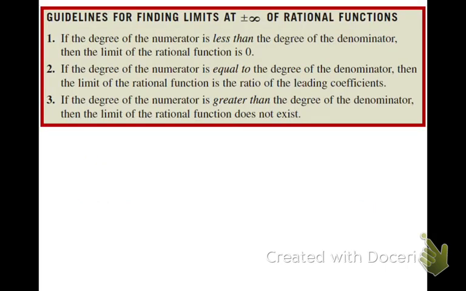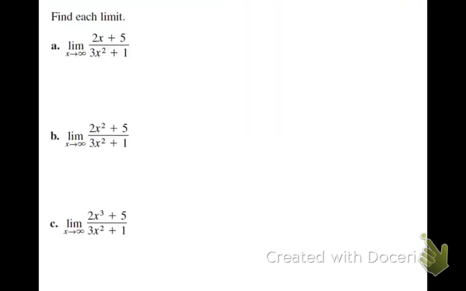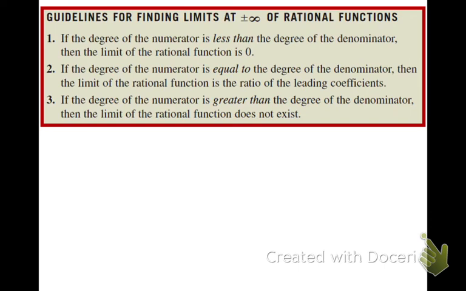Okay, if the degree of the numerator is less than the degree of the denominator, for example 1 and 2. See that? Degree of the numerator is 1, degree of the denominator is 2. I'm going back and forth. Okay, I get it. If the degree of the numerator is less than the degree of the denominator, the limit is 0.